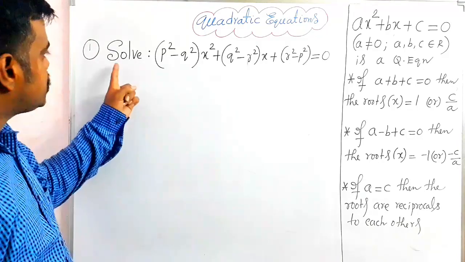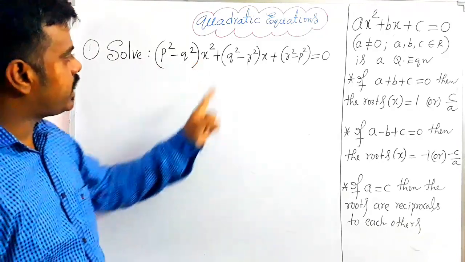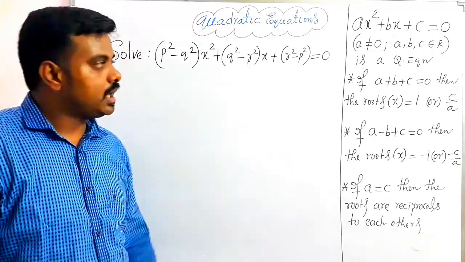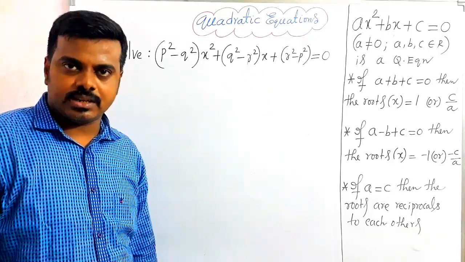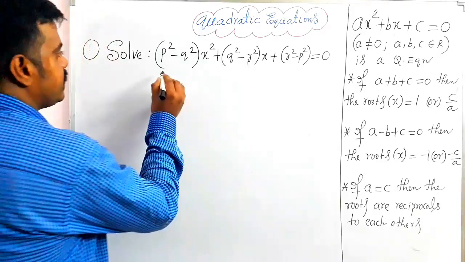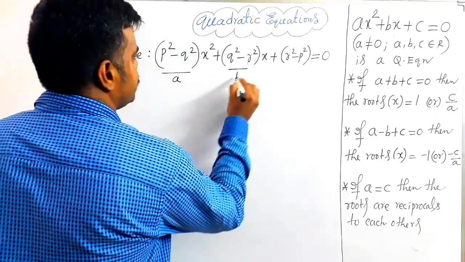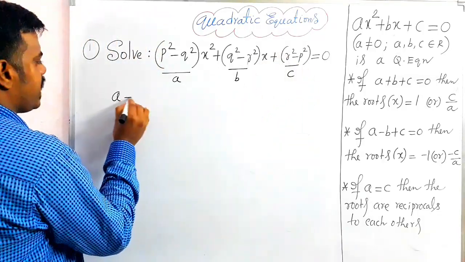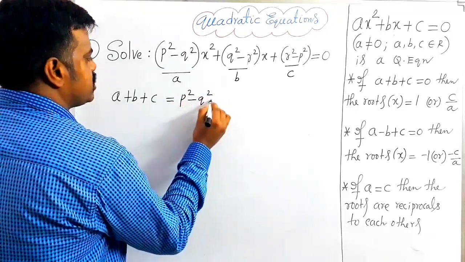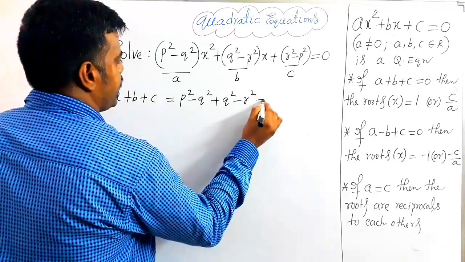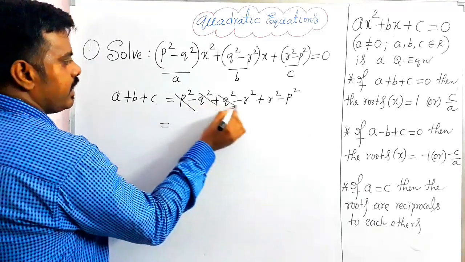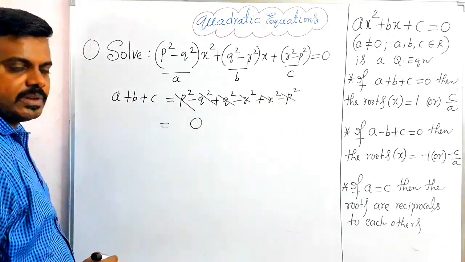The first one is solve p square minus q square into x square plus q square minus r square into x plus r square minus p square is equal to 0. So I am going to solve this quadratic equation within a short time based on the results we discussed. If you observe here, this is a, this is b, this is c. You just find out a plus b plus c, then p square minus q square plus q square minus r square plus r square minus p square. All gets cancelled here, the result will be 0.